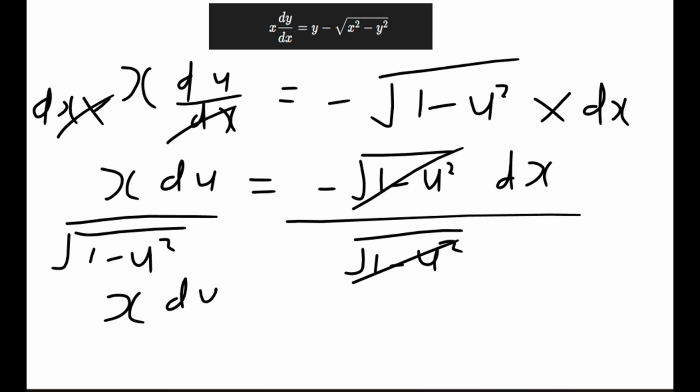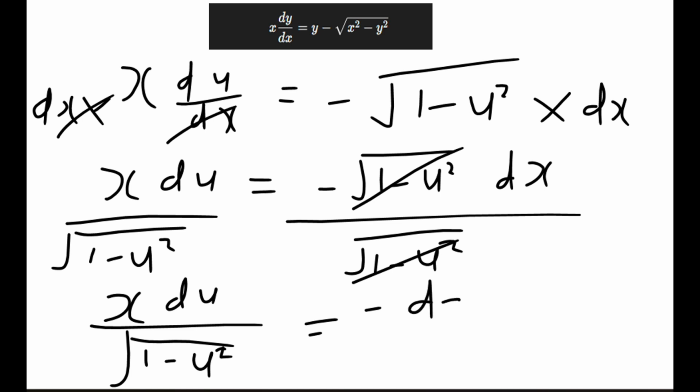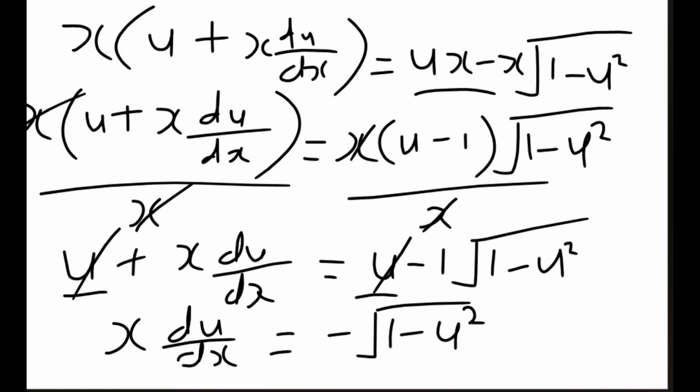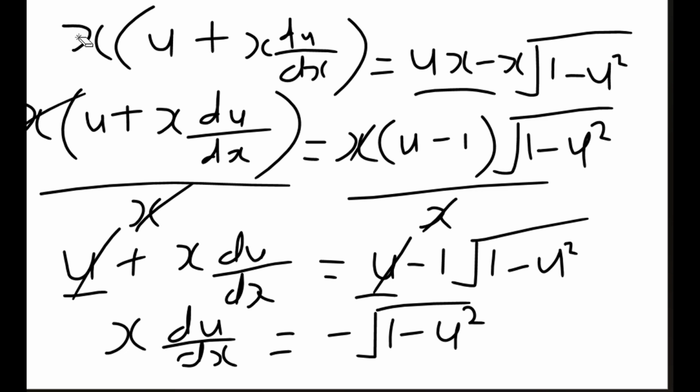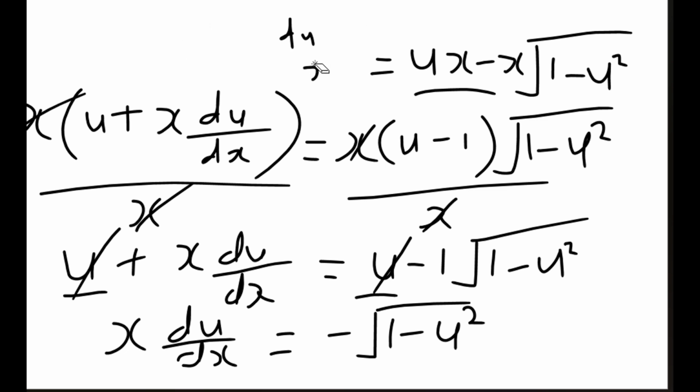Yes, so x du over square root of 1 minus u squared is equal to minus dx. Okay, now we can see there's x there, so we can divide through by x to make du and u stand, and then dx and then x also stand. So let's wipe this off.